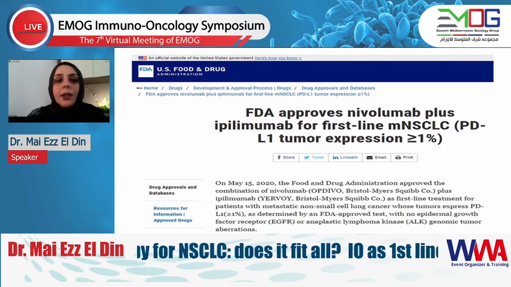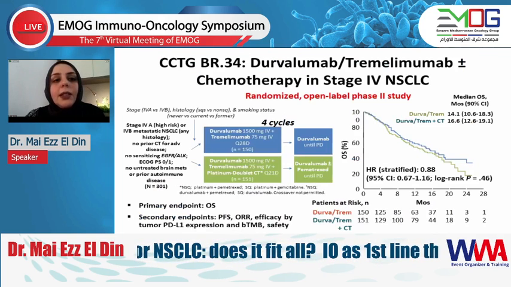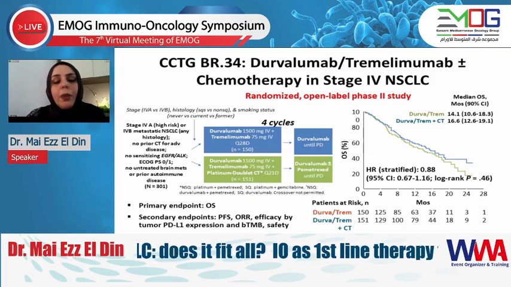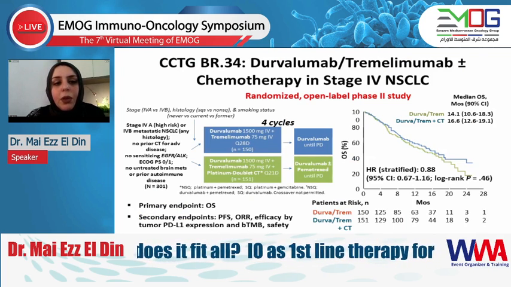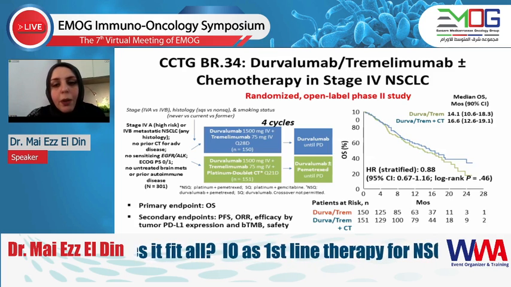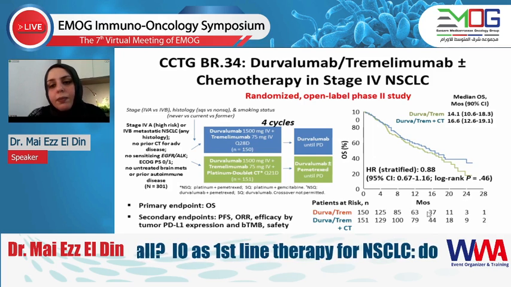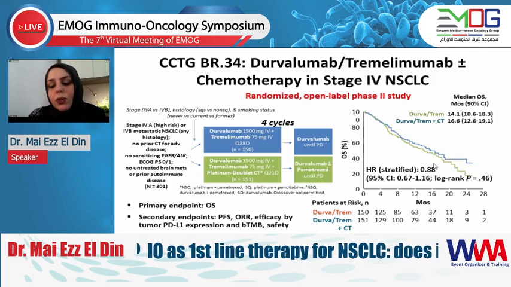Now, this is a Canadian CCTG group trial, BR34: durvalumab and tremelimumab with chemotherapy versus the immunotherapy alone. And unfortunately, as we see here, there was no overall survival benefit.